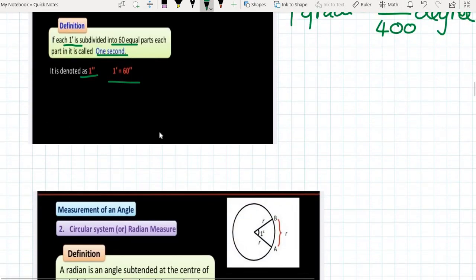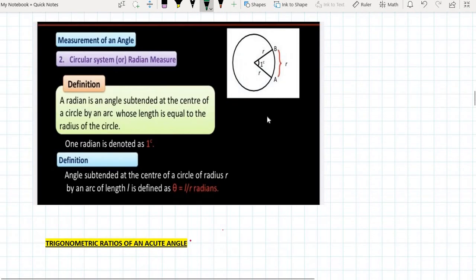Okay. Next consider the circular system. This is also called radian measure. So what is a radian? Consider a circle centered at O. Suppose I'll mark the center as O now. Centered at O and radius R units. Consider an arc AB.